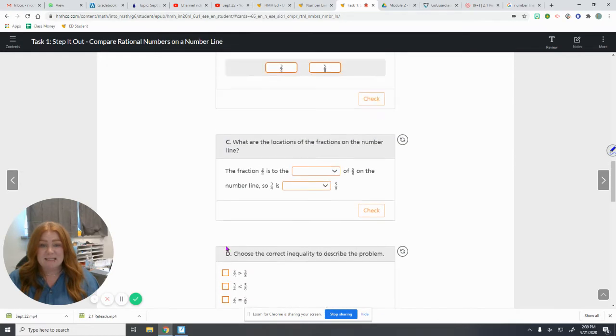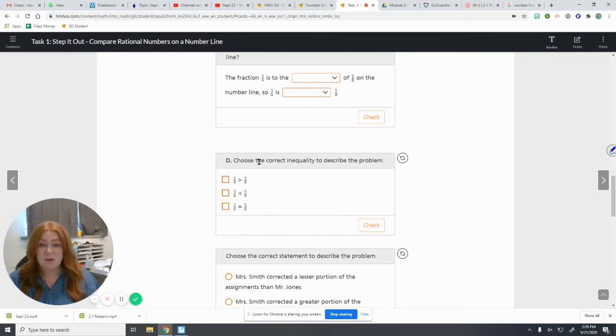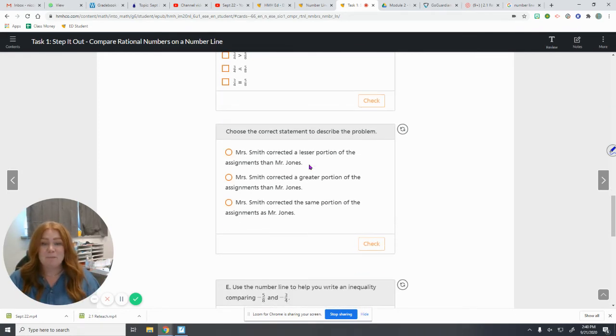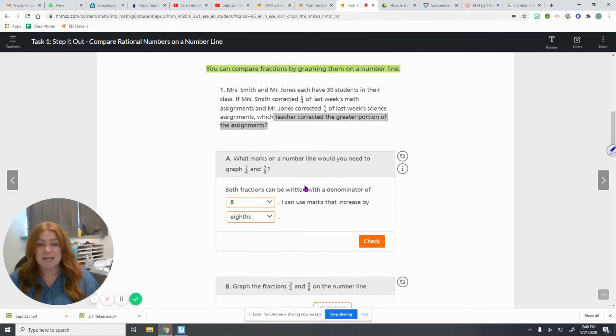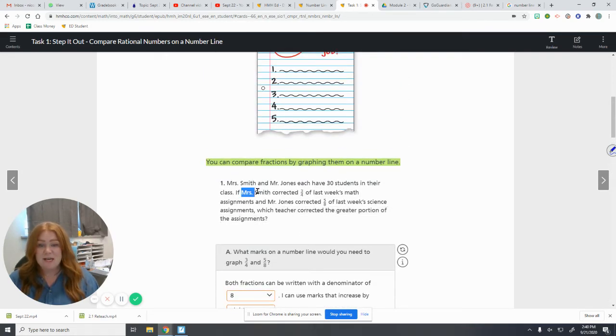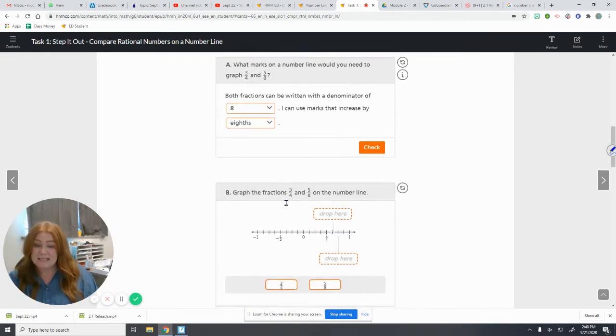Then D asks us to choose the correct inequality to describe the problem. So we know that 3/4 is bigger. So our bigger side of our inequality symbol should go toward 3/4. The small side should point toward 5/8. And then we're going to choose the correct statement. So let's come back and make sure we have our teachers correct. So we know Mrs. Smith had 3/4, and that was more. So that means Mr. Jones had less.